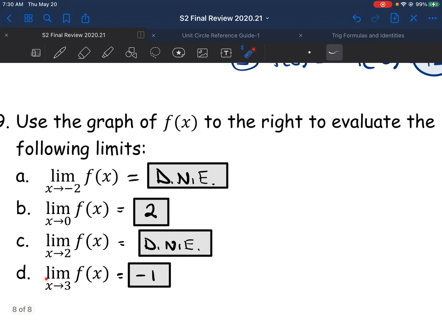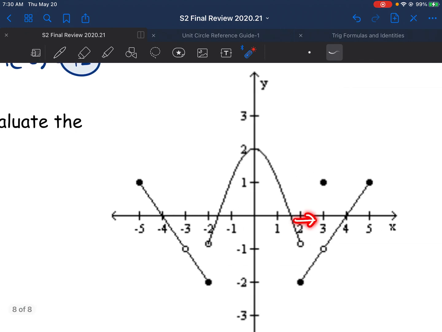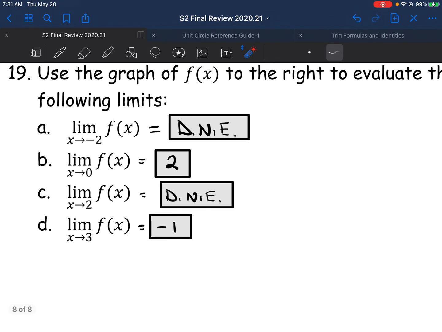And then finally, let's look at the limit as x approaches 3. So approaching 3 from the left and right. We can see that the y values are all converging towards negative 1. Now, keep in mind, here we see we have a hole at 3, but that doesn't impact the limit. That only impacts continuity. So even though there's a hole at 3, the y values from the left and right are still approaching negative 1, so the limit is still negative 1.